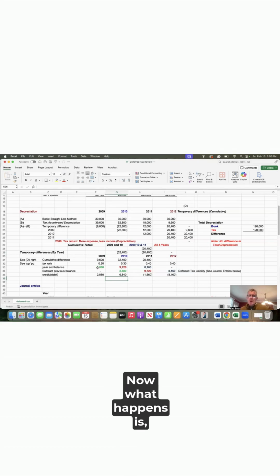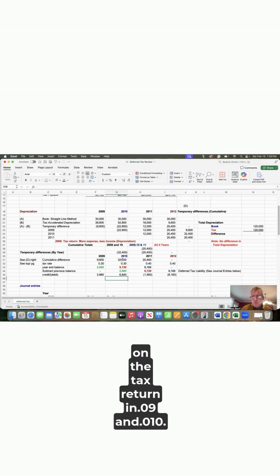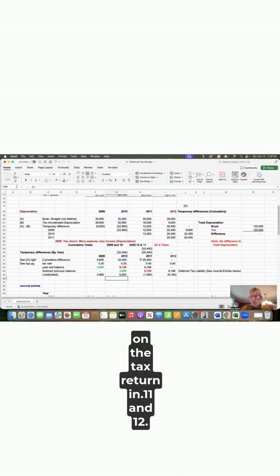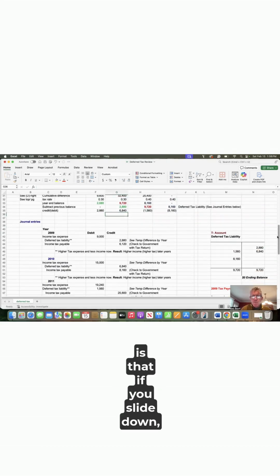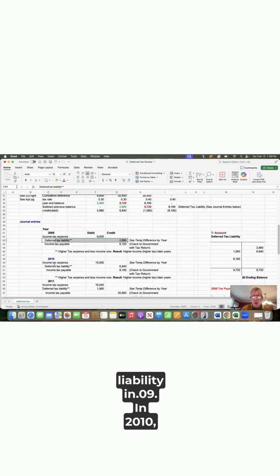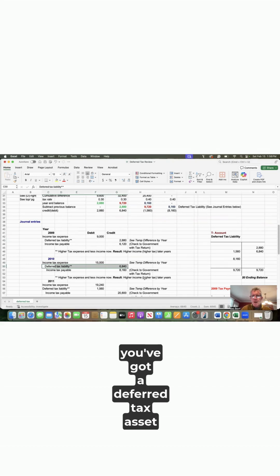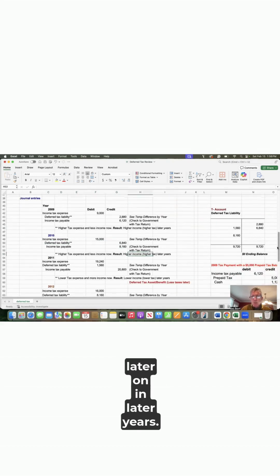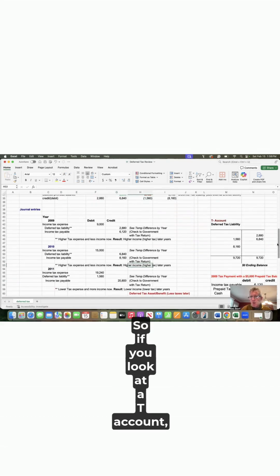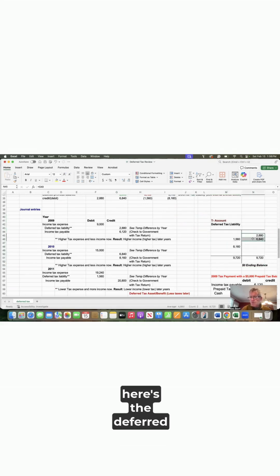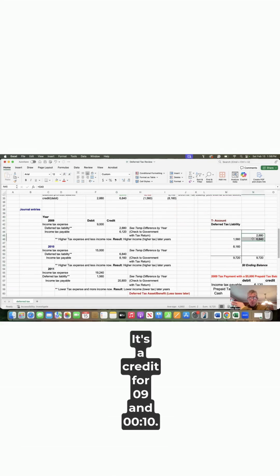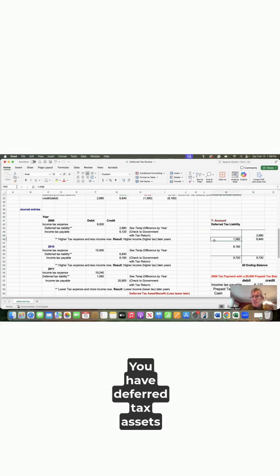Now here's the point. You're getting more depreciation on the tax return in '09 and '10. You're getting less depreciation on the tax return in '11 and '12. So the bottom line is that if you slide down, you've got a deferred tax liability in 2009 and 2010. You've got a deferred tax asset in later years. If you look at a T account, which I think is the easiest way to explain it, here's the deferred tax liability. It's a credit for '09 and '10. You have deferred tax assets in later years.